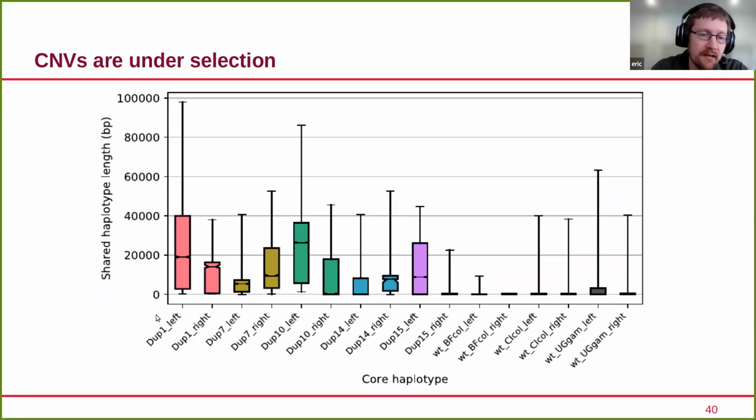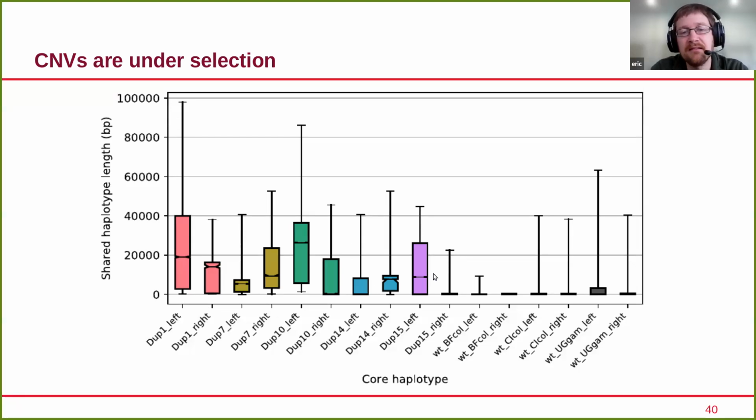So here we're looking at some of the various CNVs in CYP6AA1, so DUP1, DUP7, DUP10, etc. And we're looking at the length of that shared chromosome to the left and to the right of that CNV. And we're comparing it against some wild type, i.e. some non-CNV chromosome, so the same area of the chromosome, but in samples that don't have the CNV. And here you can see much shorter lengths of shared haplotype when we look at the non-CNV regions compared to when we look at the CNV regions.